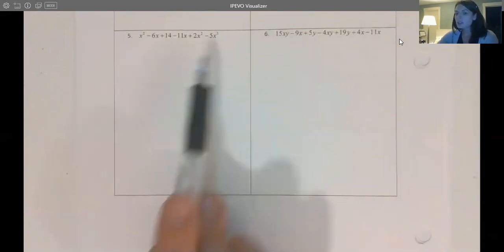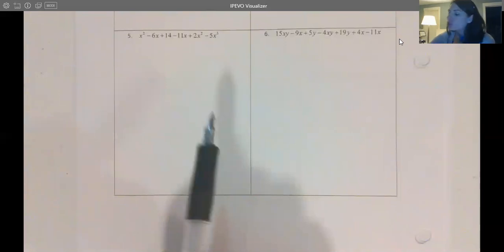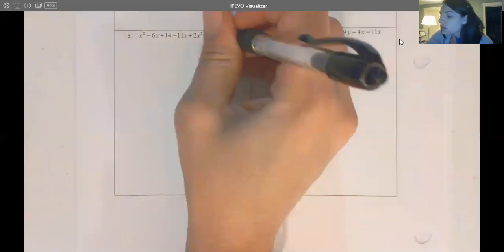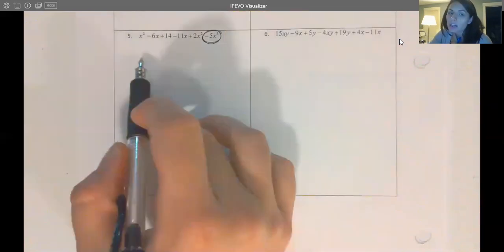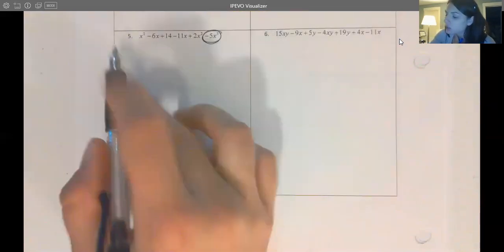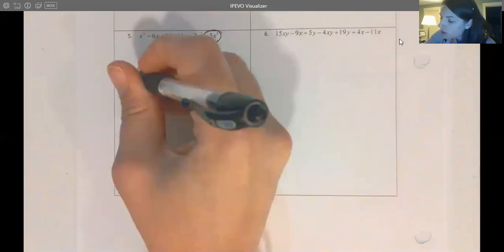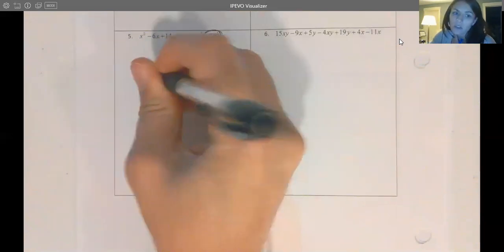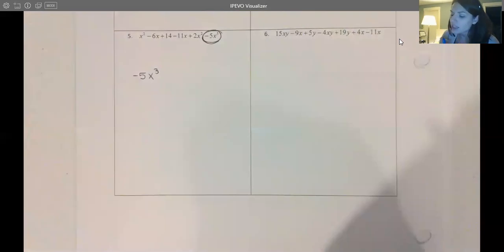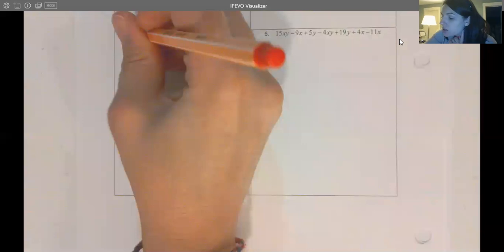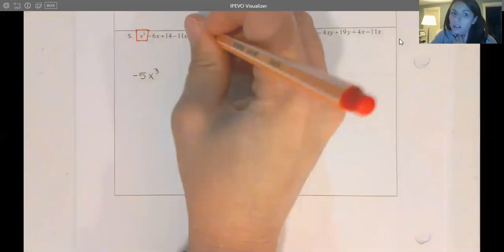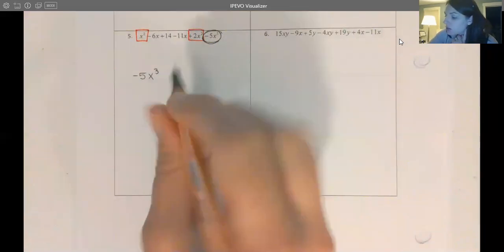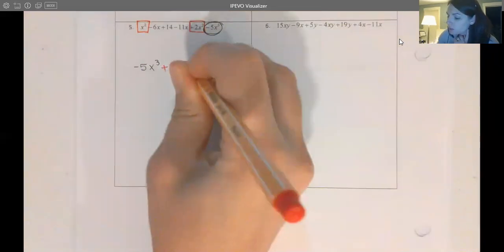So when I think about standard form and combining like terms, I'm going to go, okay, well, my largest exponent is x cubed. So I'm going to put that out front. And I don't have any other like terms that I can combine with this -5x cubed. So I'm just going to have -5x cubed out front. The next largest exponent that I have is my x squared. So I have 1x squared here, and I have 2x squared here. So altogether I have 3x squared.